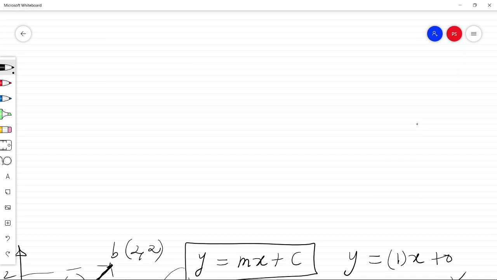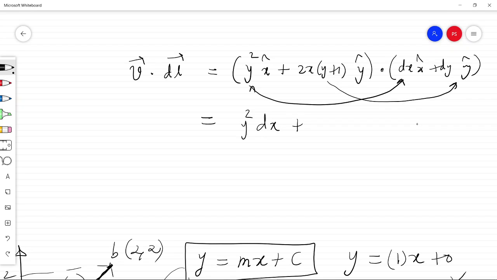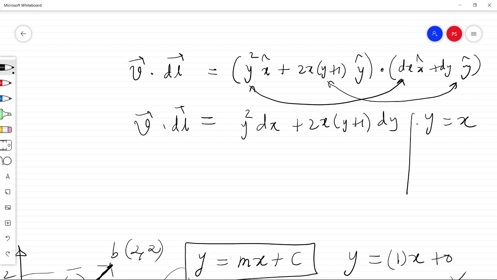So if we take v bar dot dl bar, with v bar equal to y squared x cap plus (2xy plus 1) y cap, dotted with dx x cap plus dy y cap, we get y squared dx plus (2xy plus 1) dy. But we see that y is equal to x for the given path, so dy is equal to dx. So either we can eliminate y or x as per our choice of freedom. Let us just eliminate y.